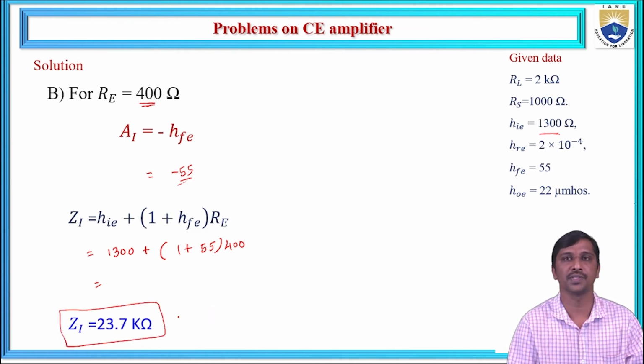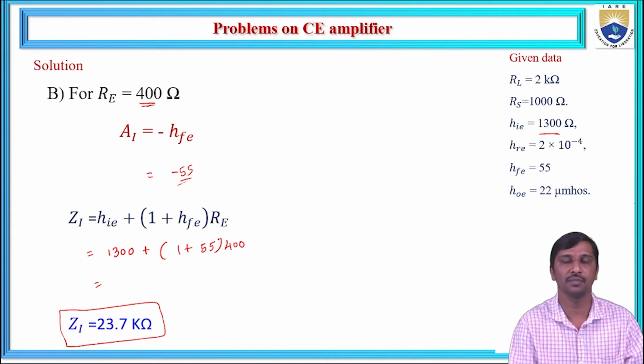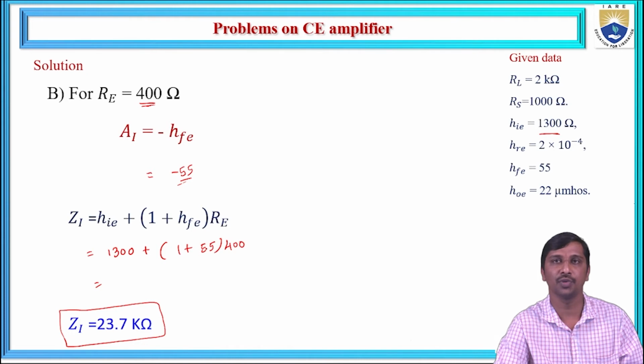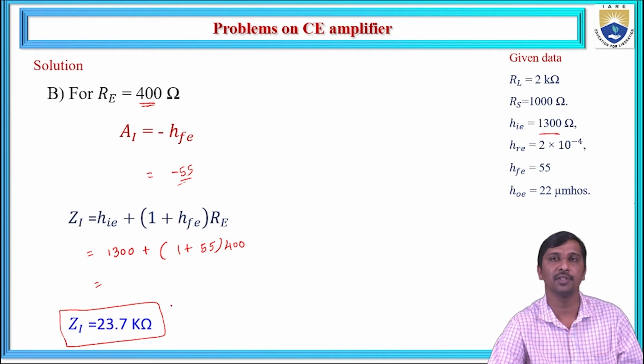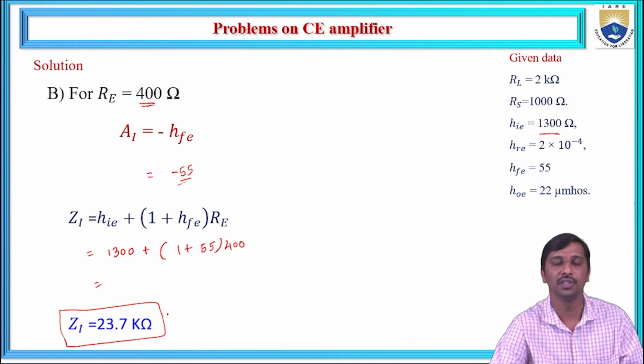23.7 kilo ohms. When RE changes from 200 ohms to 400 ohms, we observe that when RE is 200 ohms, ZI we got 12.5 kilo ohms. When RE changes from 200 ohms to 400 ohms, the ZI value also increases, or input impedance also increases from 12.5 kilo ohms to 23.7 kilo ohms.